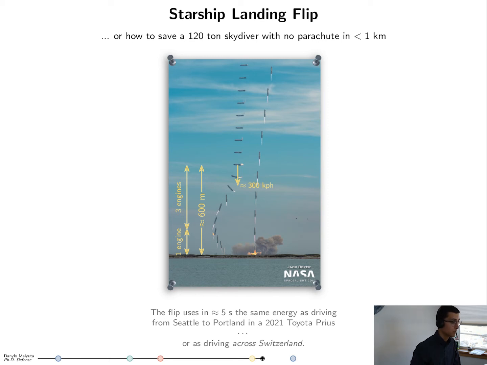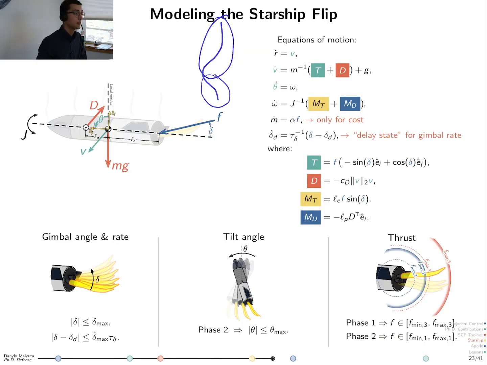We can solve it with the SCP toolbox. We define the equations of motion as before. These are rigid body dynamics in the plane, so it's a 3 degree of freedom vehicle. You define the constraints on things like the gimbal angles and rates, the tilt of the vehicle, and the thrusts.